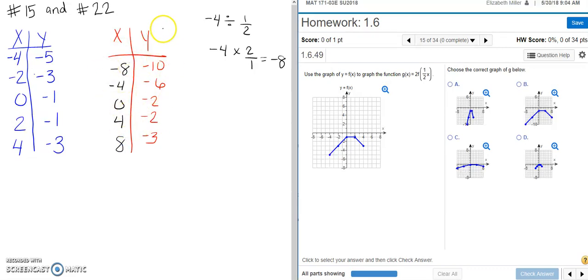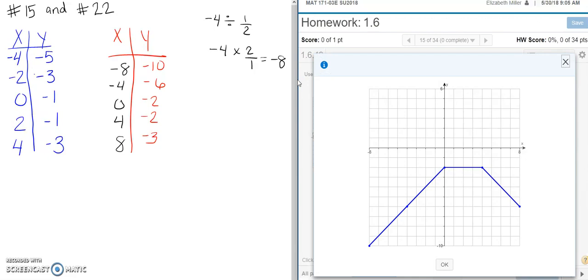Once I have my new points, I just have to pick the graph that has those points. And since I know that's a vertical stretch and that's a horizontal stretch, we're going to check B first because I'm pretty sure that's what B is doing. So I have -8, -10, that's good, -4, -6, yep, zeros at -2, 4, -2, and 8.